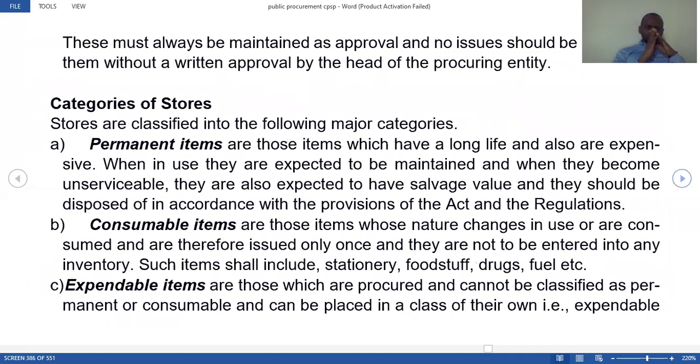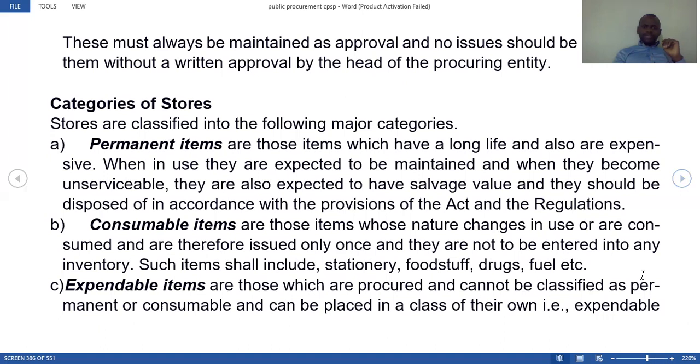So what are the categories of stores? Number one is permanent items. These are items which have a long life and are also expensive. They take a longer time in the store. Then you have consumable items. These are items that are consumed in a period of maybe less than 6 months or 1 year. So those are consumables.